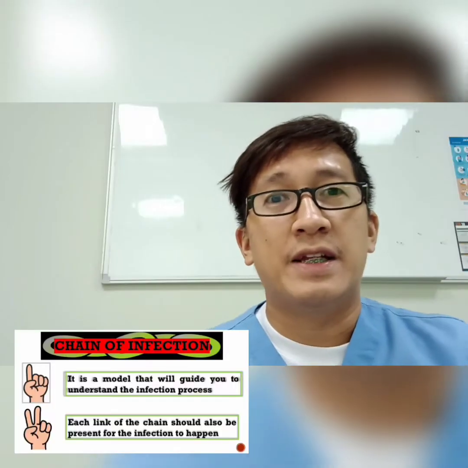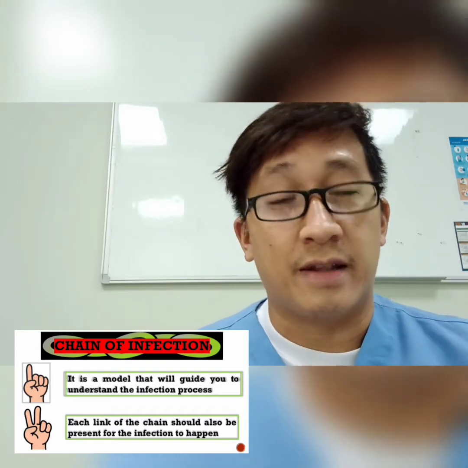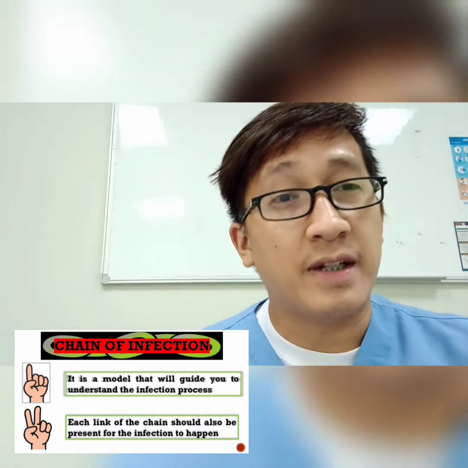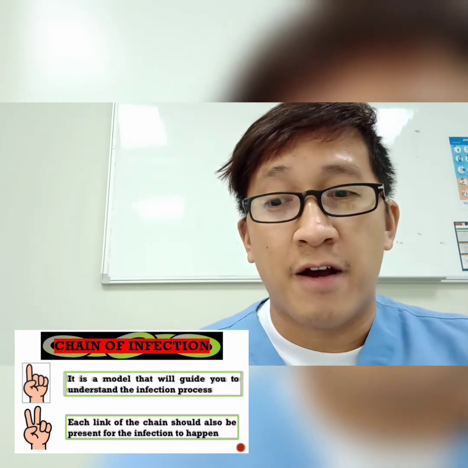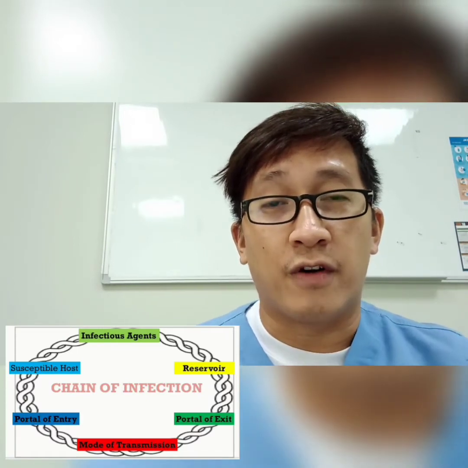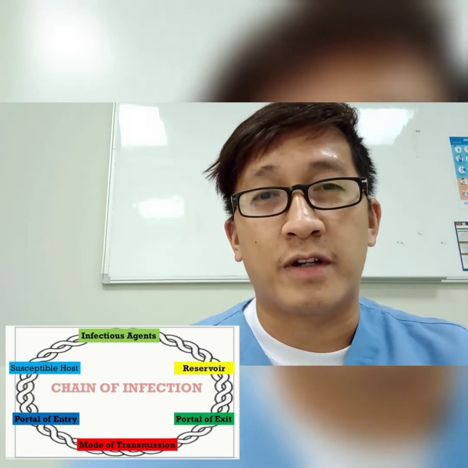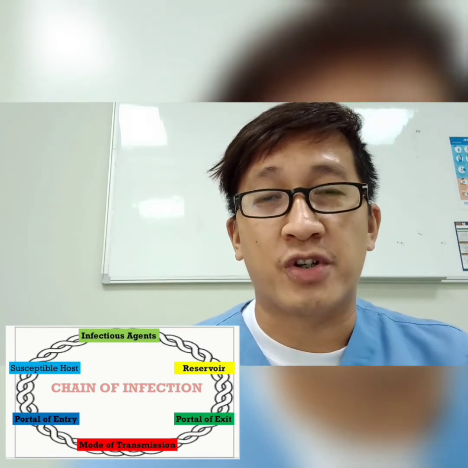So what is chain of infection? Chain of infection is a model that will guide us to understand the infection process. Each link of the chain should be present for the infection to happen. Each link represents the steps of transmission. It involves the infectious agent, reservoir, portal of exit, mode of transmission, portal of entry, and susceptible host. Let's discuss all those things one by one.